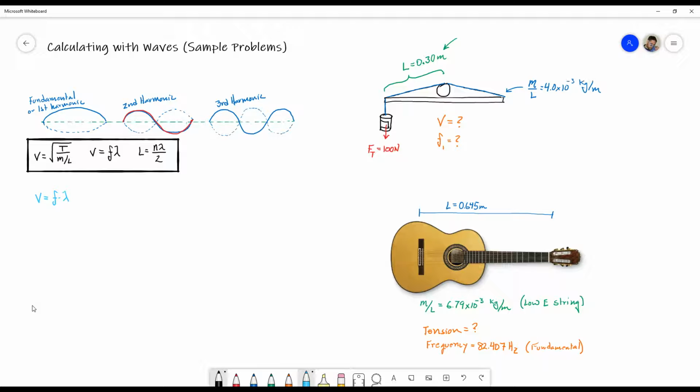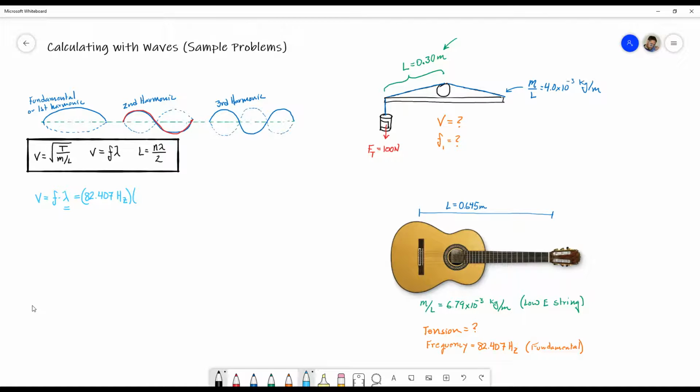Now, if you remember again, I'm talking about the fundamental or first harmonic. They're the same thing, right? And so I already know what the frequency is because that was given as that low E. So that's the 82.407. And you can look that up. That's the frequency that needs to be tuned for that low E. And so I've got the frequency itself, and I need to multiply that now times the wavelength.